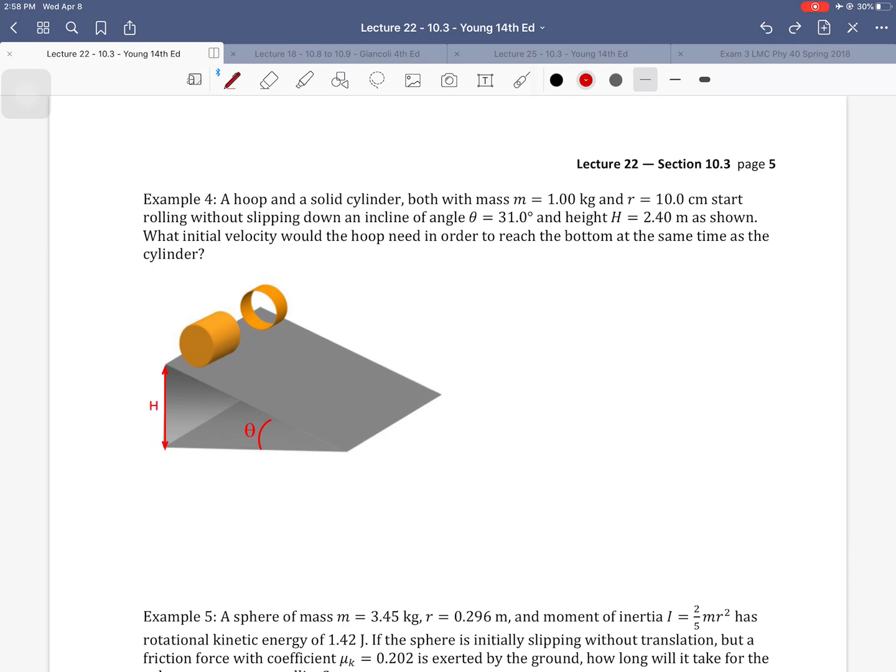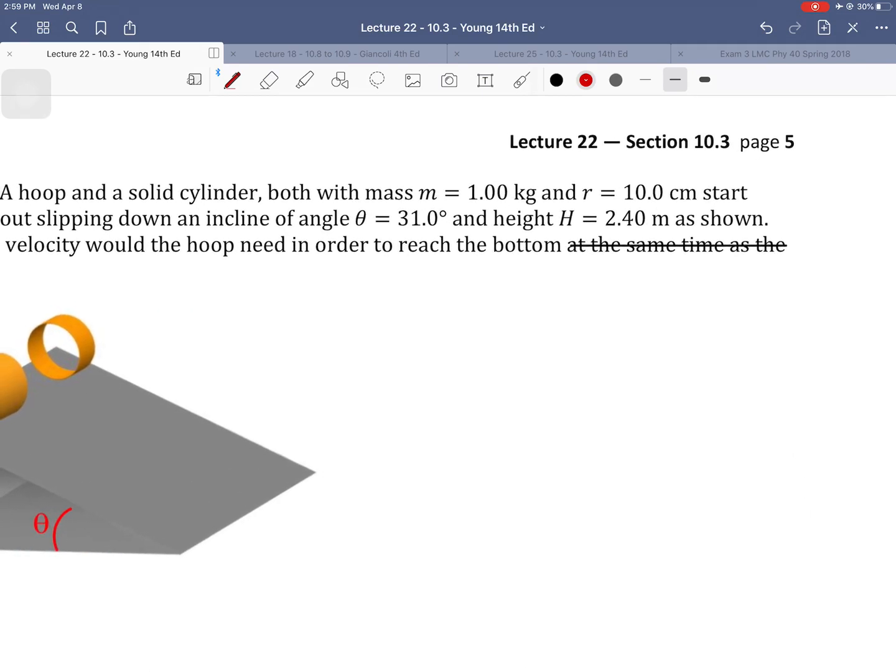I left a practice problem for you to solve on your own where it looks quite similar. You might think it's the same problem, except instead of them reaching the bottom at the same time, I want them to have the same velocity at the bottom. So one initial velocity with a hoop needed in order to reach the bottom at the same time as the cylinder. Oh, that's a typo. Sorry about that. In this case, it's supposed to say to reach the bottom with the same speed as the cylinder. So let's cross that out and fix it. So this time I don't really care which one gets there first. I just want to make sure they get there with the same speed.